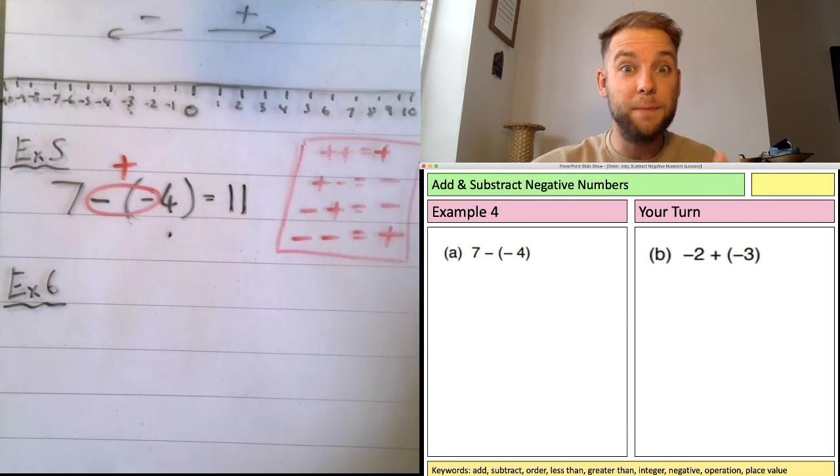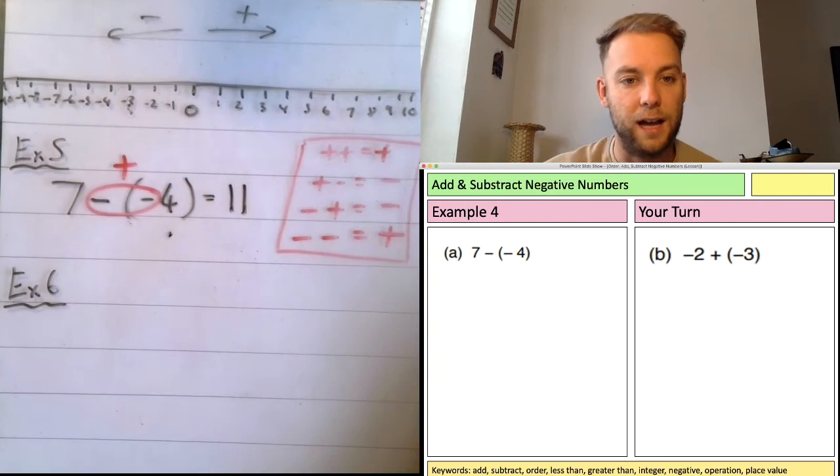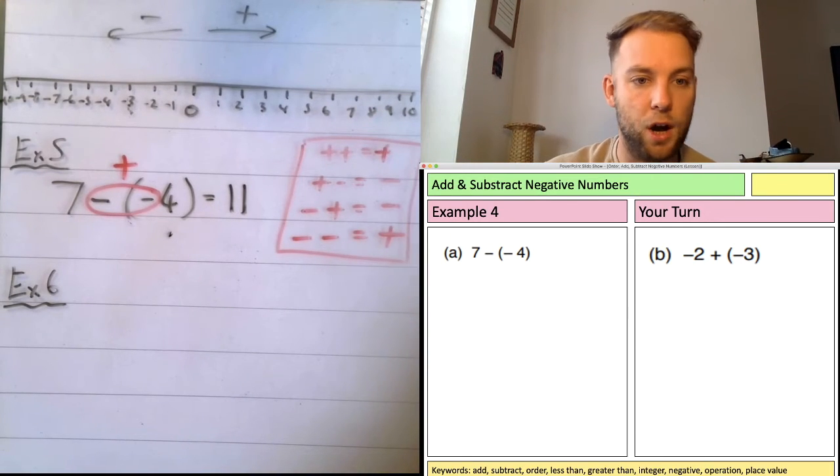Okay, so let's have a look now at example 6, the one on the right. We've got two steps there. We're starting at negative 2, and the positive and negative are together, so you're going to need to circle that. But pause now and have a little go at that one on the right-hand side.